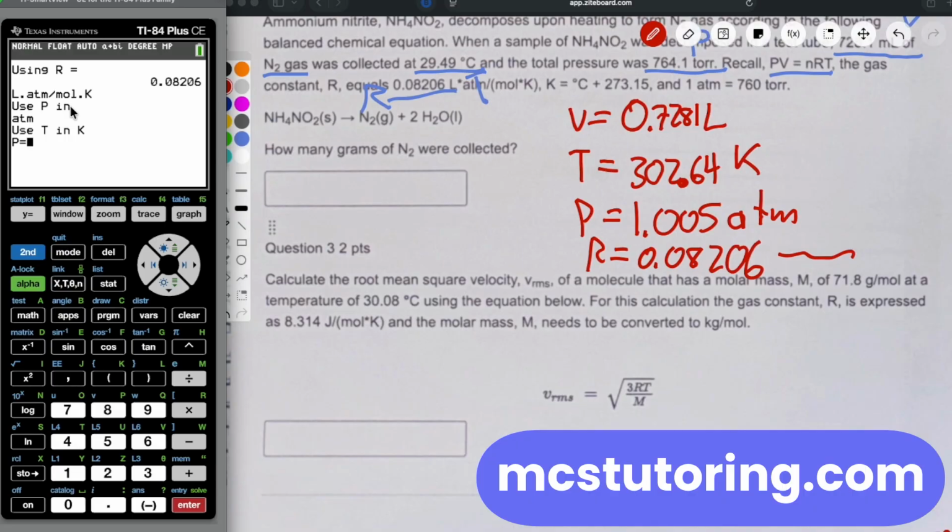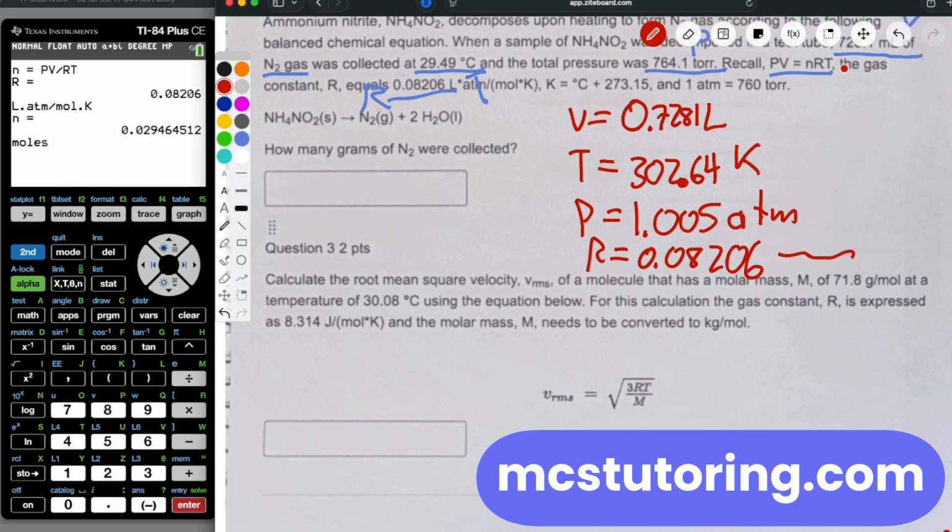And it gives us a heads up, by the way, P is in ATMs. So, okay, P is 1.005. So look, again, do not be cavalier about units. Make sure you're converting everything to the right units. So we've got ATMs. Volume is in liters, by the way. So that's 0.7281. And temperature's in Kelvin. So 302.64 Kelvin. So look, we've got the number of moles.